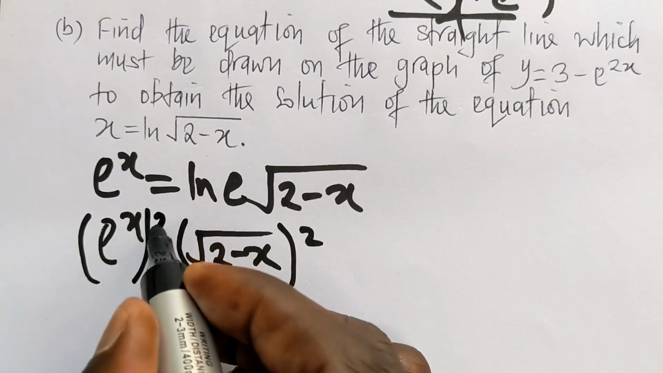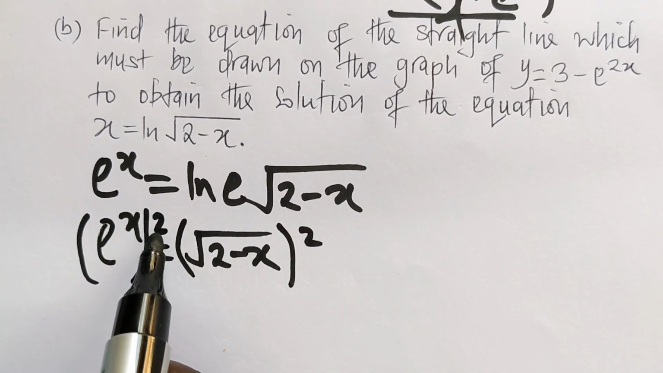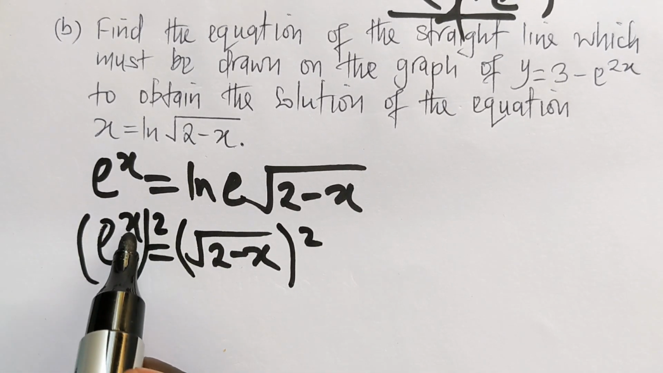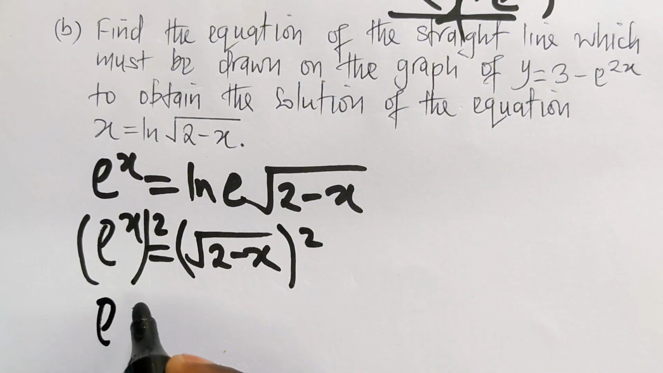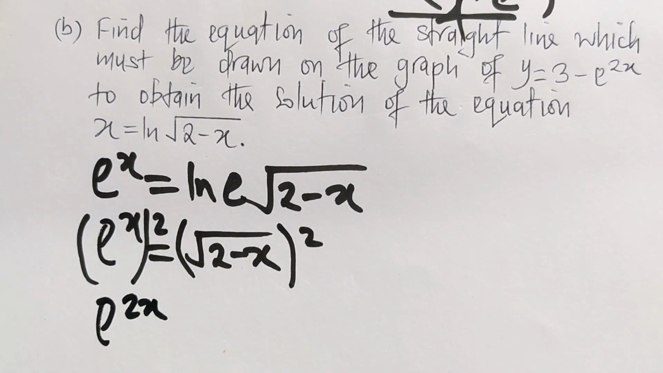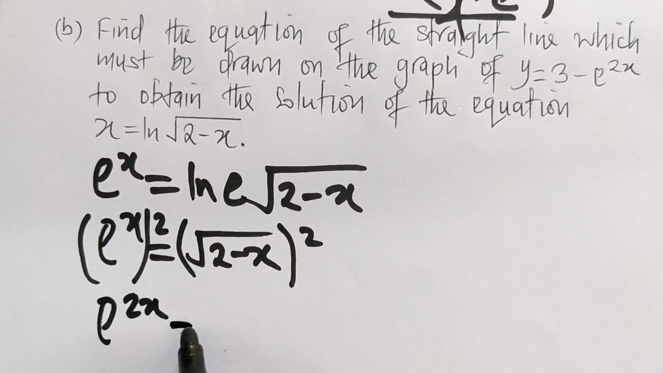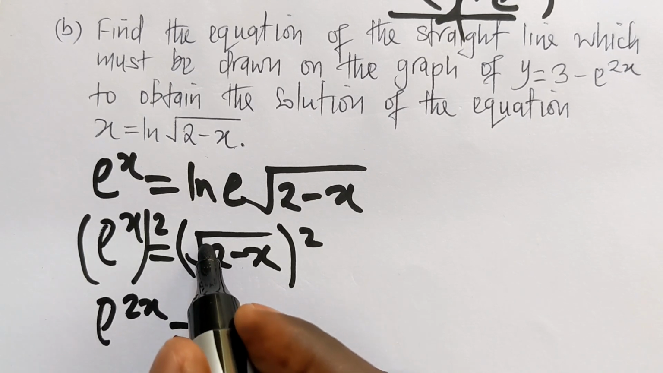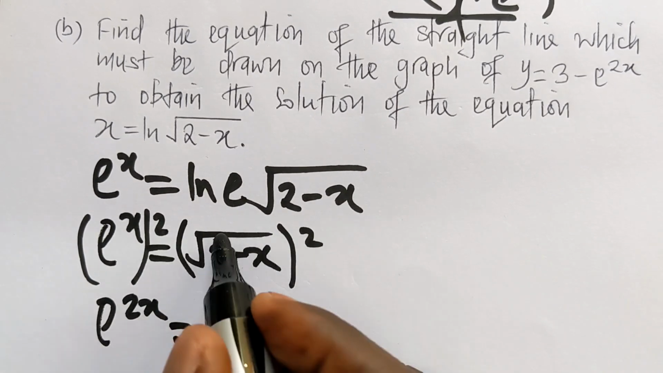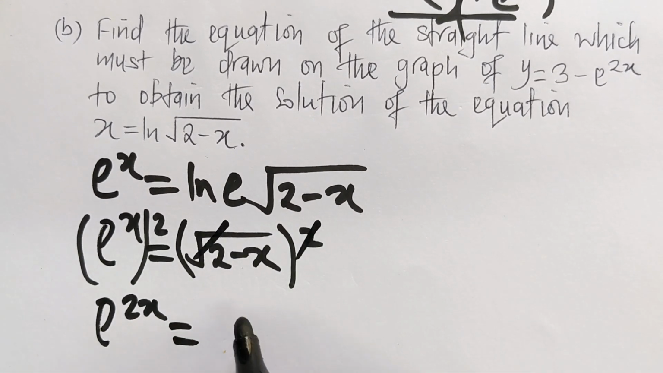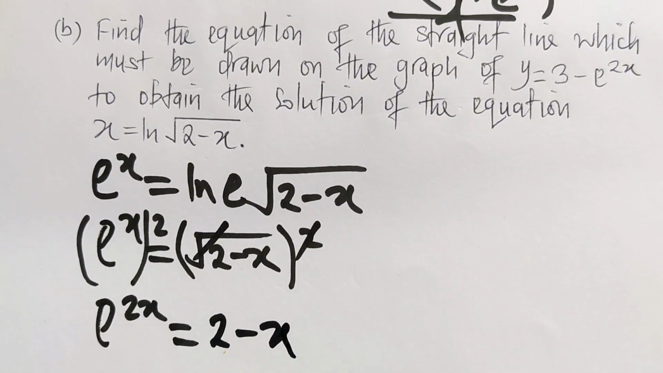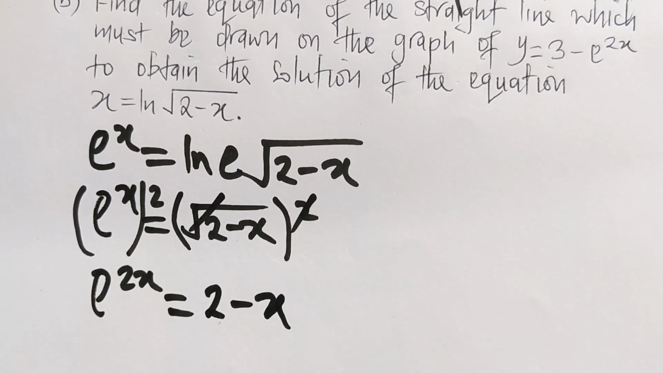Okay, so square both sides, and squaring both sides will multiply with the x here, and this will give us 2x. E to the power 2x equal to the square, and the square root will simplify on the right side, leaving us with 2 minus x.